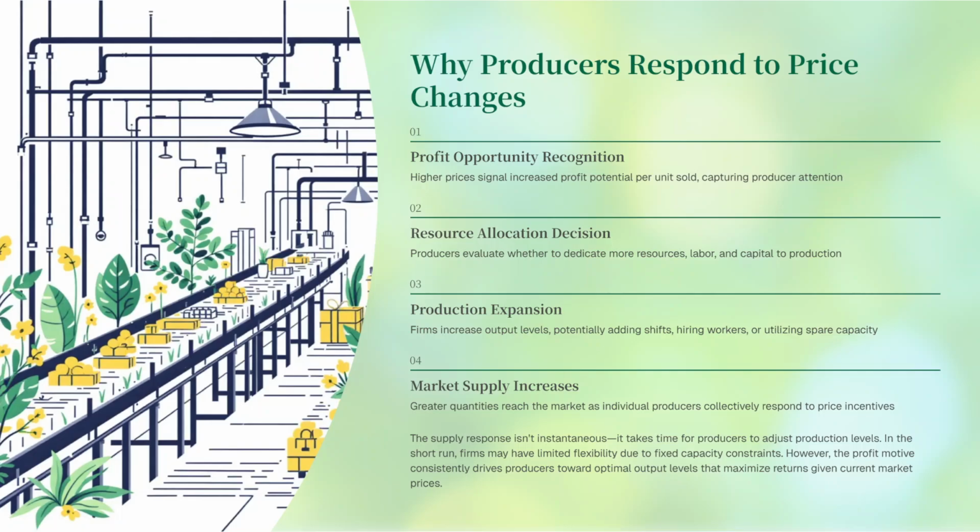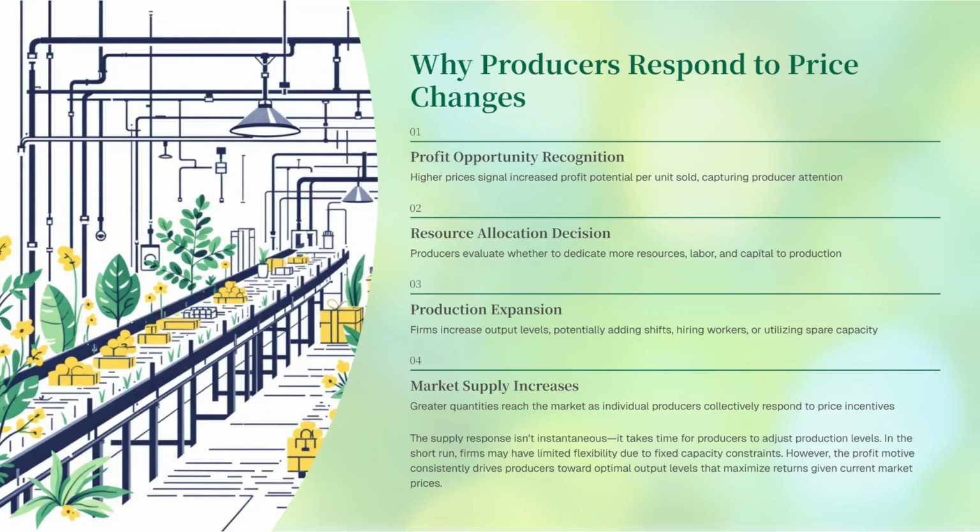First, profit opportunity recognition. Higher prices signal increased profit potential per unit sold, capturing producer attention. Second, resource allocation decision. Producers evaluate whether to dedicate more resources, labor, and capital to production. Third, production expansion. Firms increase output levels, potentially adding shifts, hiring workers, or utilizing spare capacity. Fourth, market supply increases. Greater quantities reach the market as individual producers collectively respond to price incentives.